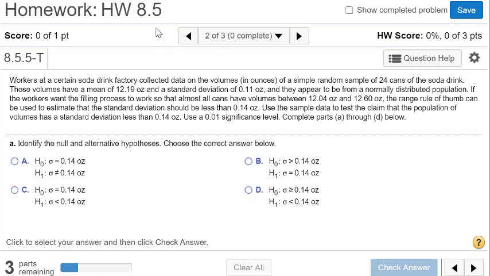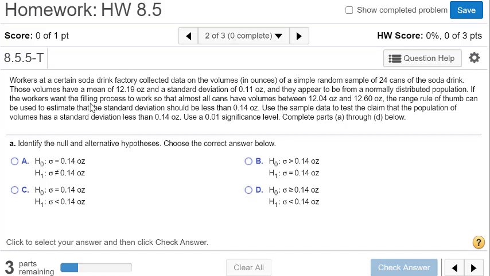In this video, we will take a look at a homework problem from section 8.5. It says that workers at a certain soda drink factory collected data on the volumes in ounces of a simple random sample of 24 cans of the soda drink. Those volumes have a mean of 12.19 ounces and a standard deviation of 0.11 ounces, and they appear to be from a normally distributed population.